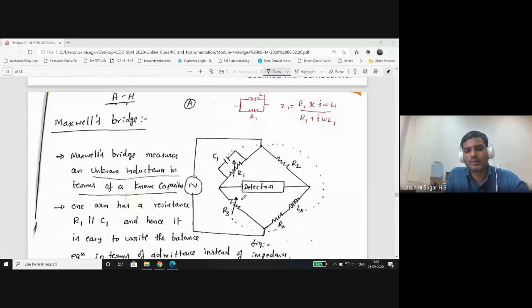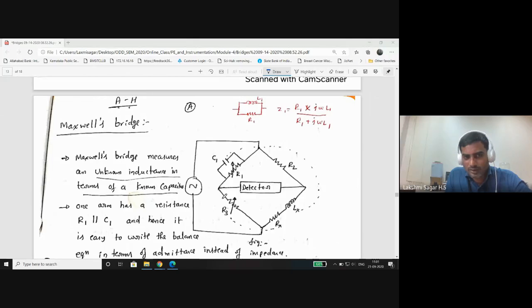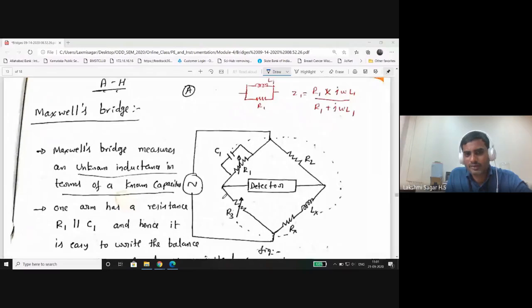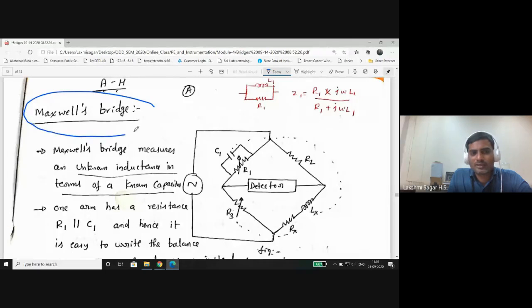So next, I will start with Maxwell's bridge. See, this Maxwell bridge is actually not included in your syllabus. But if you understand this Maxwell's bridge, the capacitance comparison bridge network, you can solve it. And the inductance comparison bridge network, you can solve. And Wien's bridge network, you can solve yourself. If I give you the circuit, you can find out the balance equation to find the unknown parameter, be it capacitance or inductance.